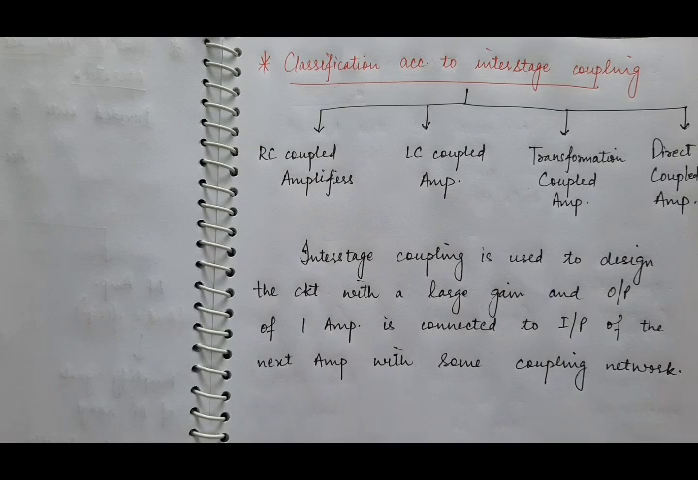And that coupling network can be an RC circuit, it can be an LC circuit, it can be a transformer, it can be any DC circuit. So that is why, depending upon the type of the coupling network, these transistor amplifiers are divided into 4 classes.